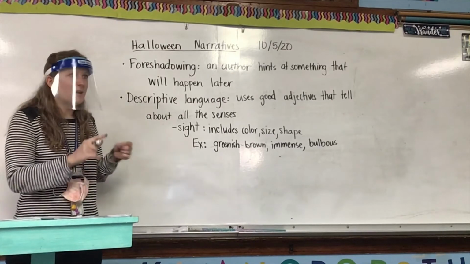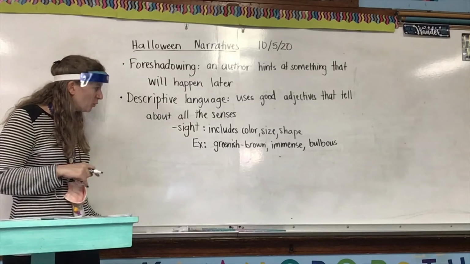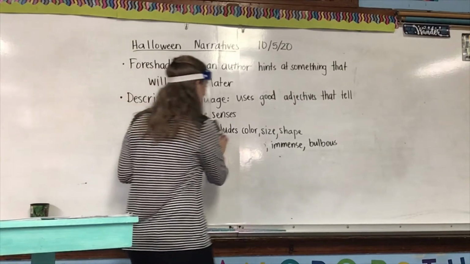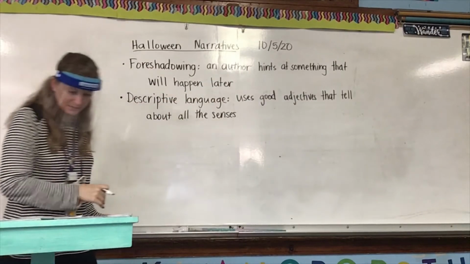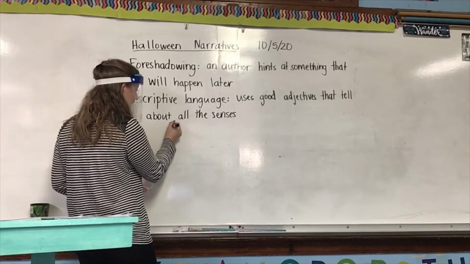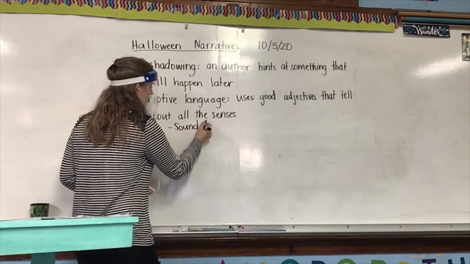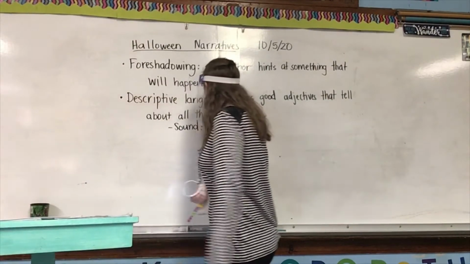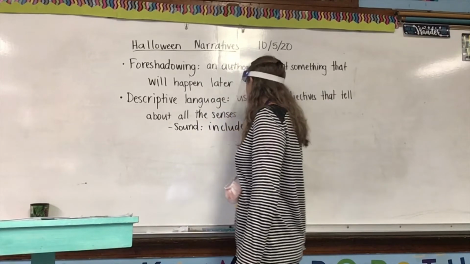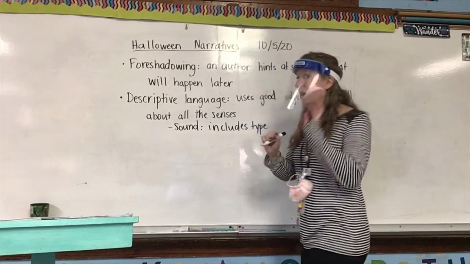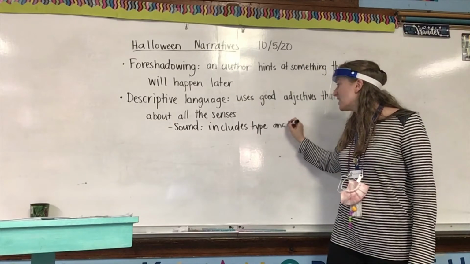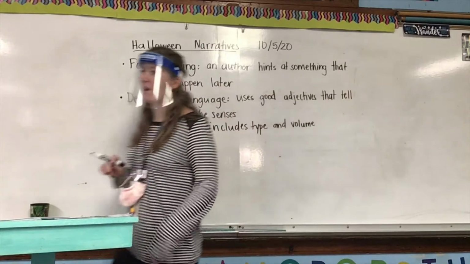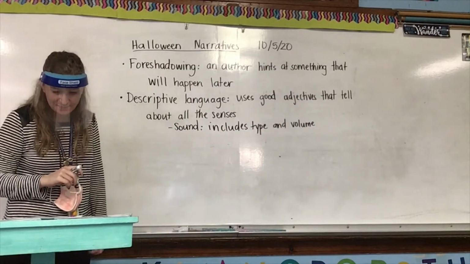Okay, so we talked about smell, touch, and sight. What's another of the 5 senses? Cullen? Hearing. Sound. So our next one is sound. Descriptive language for sound includes the type of sound. So what is the actual sound? And volume. So how loud or quiet is the sound?